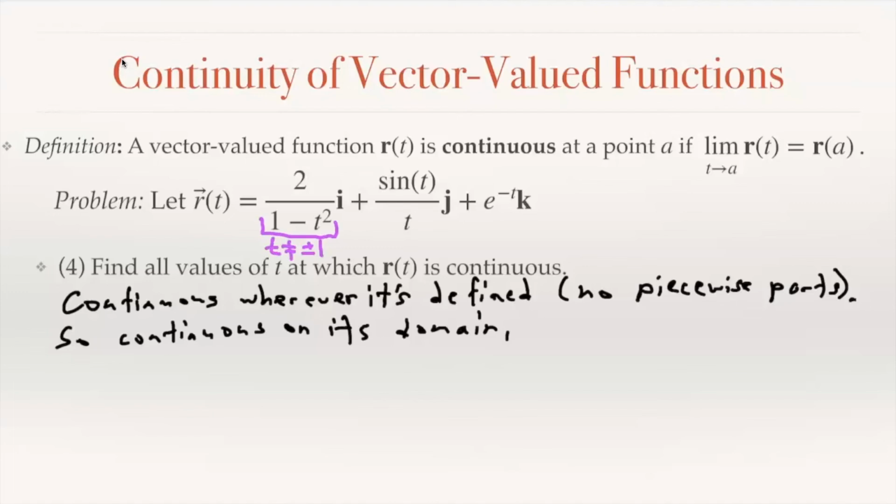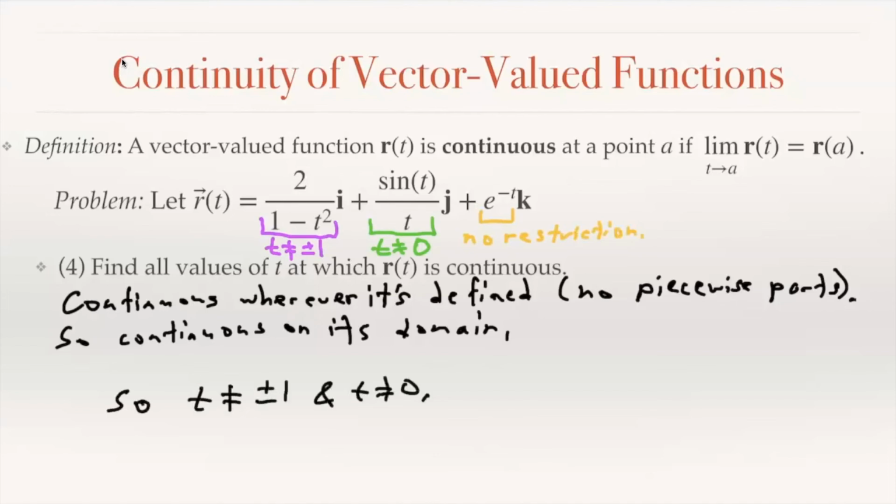From this part, we know that t cannot be equal to 0. Otherwise, we have division by 0. And from this part, well, t can be anything. There is no restriction there. So we have that t cannot be equal to plus or minus 1, and t cannot be equal to 0, and it is defined and continuous everywhere else.